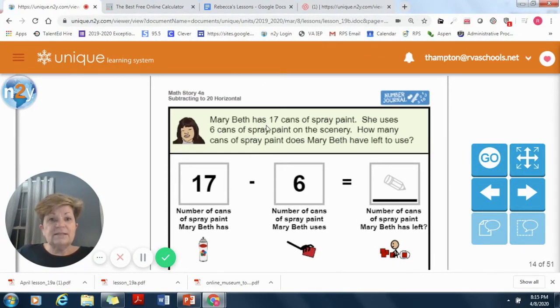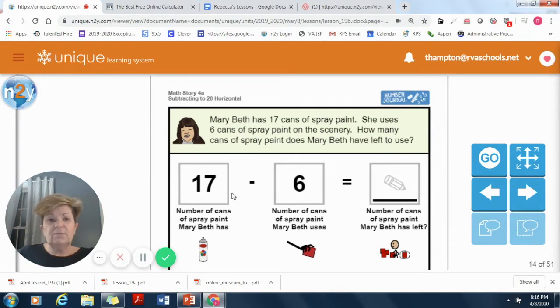Mary Beth has 17 cans of spray paint. She uses 6 cans of spray paint on the scenery. How many cans of spray paint does Mary Beth have left? So let's look at our numbers. 17 cans, right? She used 6 cans. So we need to figure out how many do we have left. Very good. So 17 minus 6, and we have to see what that equals.